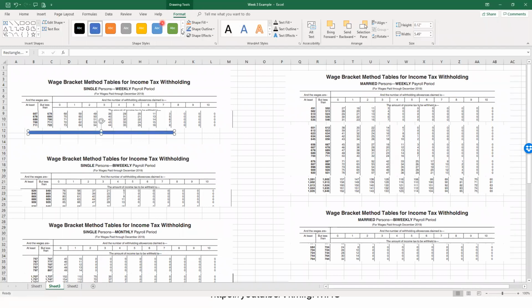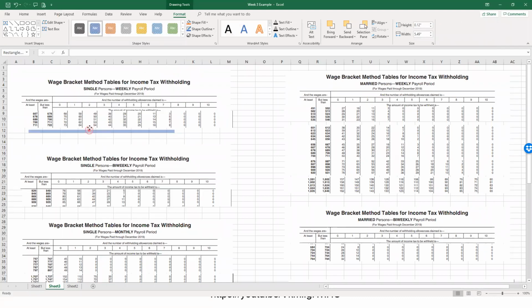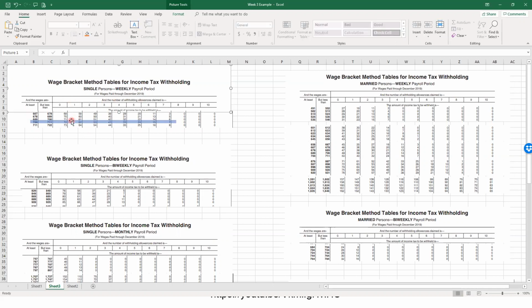Okay, so when you're doing this, you're going to look for the wages that fall within that range. We have $700, so we know this employee is paid at least $700. That's the one that we want to use. Then across the top, we're going to look for the number of allowances claimed. In this case, this person had one allowance claimed. So we're going to look in this box up here and then go down to the column where the wages meet. And we're going to see that it's $62 that we're going to withhold for that person.